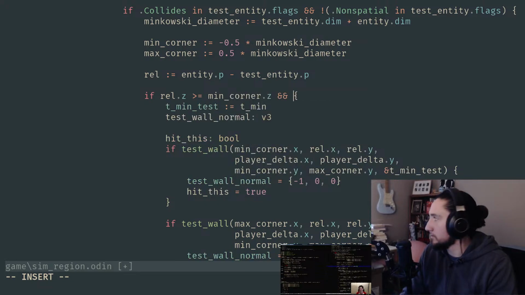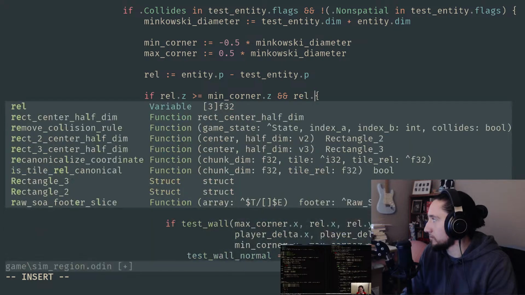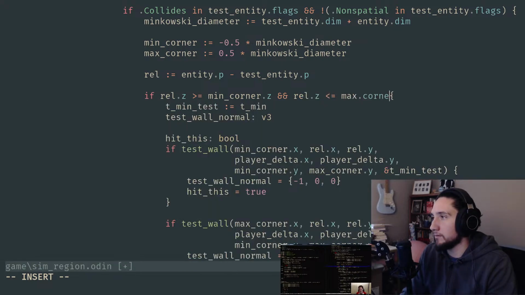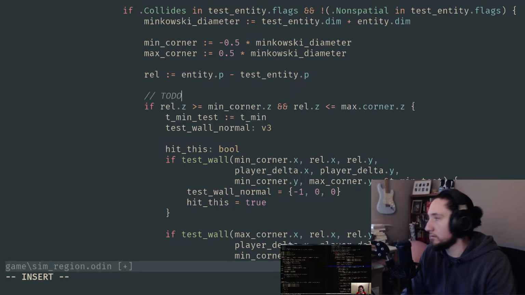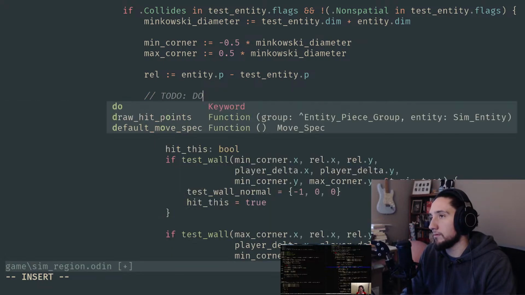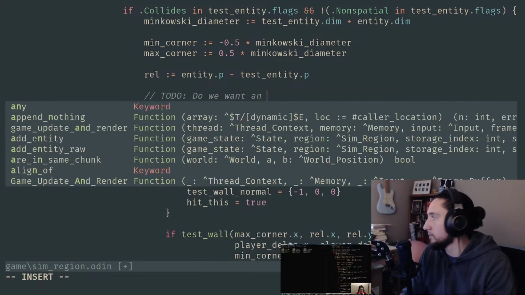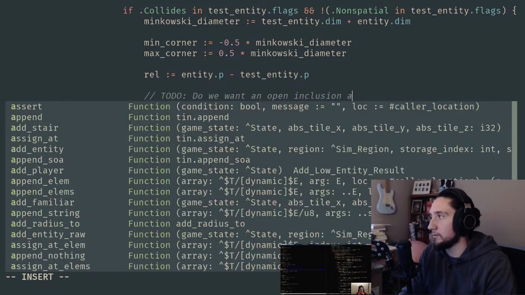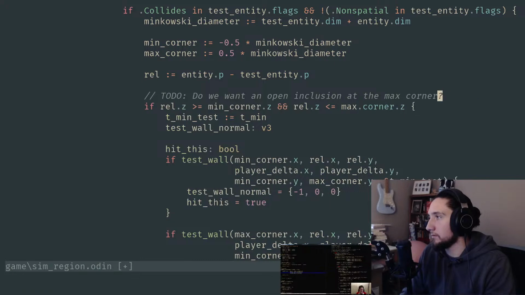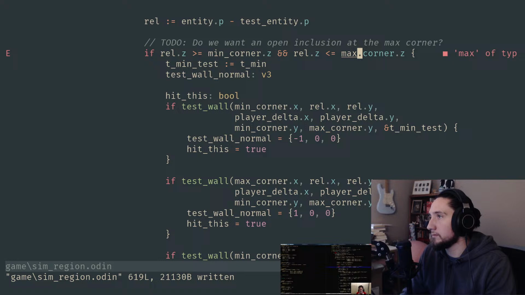Now, again, this is a little iffy here because we don't really have a definition yet. I'm going to put it off until we do the full collision detection. Do we want an open inclusion at the max corner? Because you notice I'm doing less than or equal to in both cases. If you remember when we did our rectangle code, we were saying that the max typically is not included. So it may be a little more correct here to just say that for now. I don't know. We don't have a robust definition. We don't know why we might care.